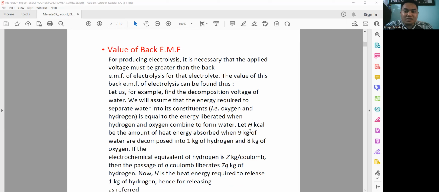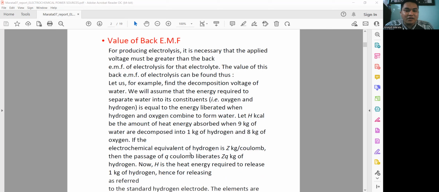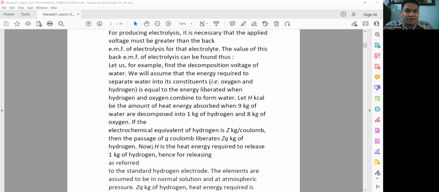Let H, the hydrogen kcal, be the amount of heat energy absorbed when 9 kg of water are decomposed into 1 kilogram of hydrogen and 8 kg of oxygen. If the electrochemical equivalent of hydrogen is Z kilogram per coulomb, then the passage of Q coulombs of charge liberates Z kilograms of hydrogen. Now, H is the heat energy required to release 1 kilogram of hydrogen.